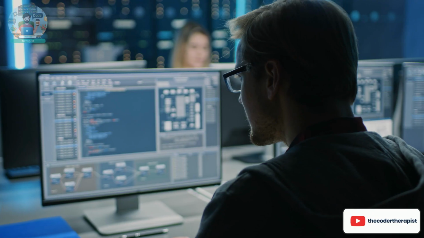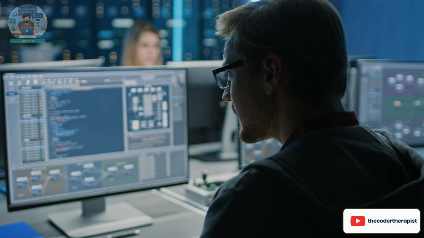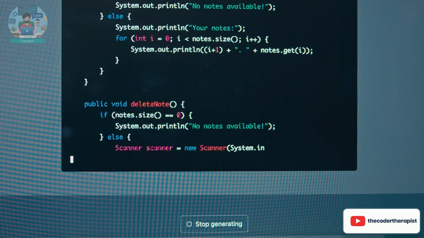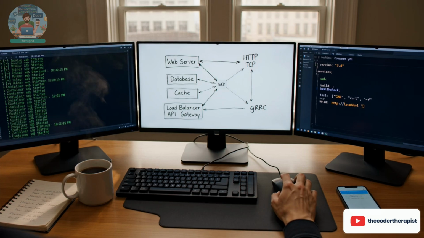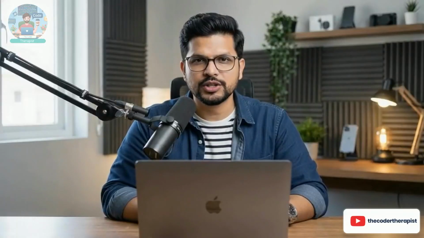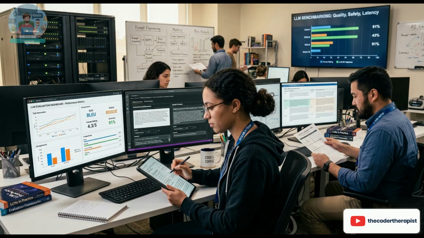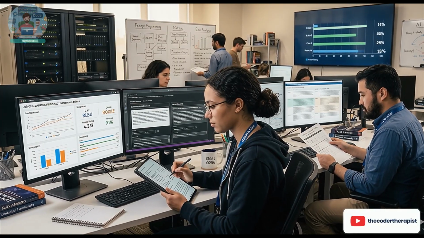Most teams ship LLM apps with zero evaluation. No metrics, no baselines, just vibes. That's not engineering. That's gambling. Today I'm going to show you exactly how architects evaluate their LLMs and the framework that makes it automatic.